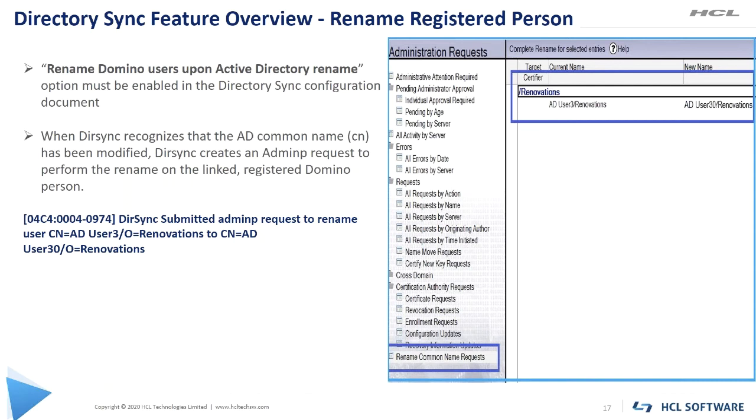Now a Domino administrator can process this rename request from the admin for database as usual. I hope you can recollect from one of the previous slides about DIRSync configuration where I mentioned you must enable rename Domino users upon Active Directory rename for this functionality to work. Again, note this is only applicable for registered users. For non-registered users, the name is immediately updated in the Domino directory person document during the sync process.